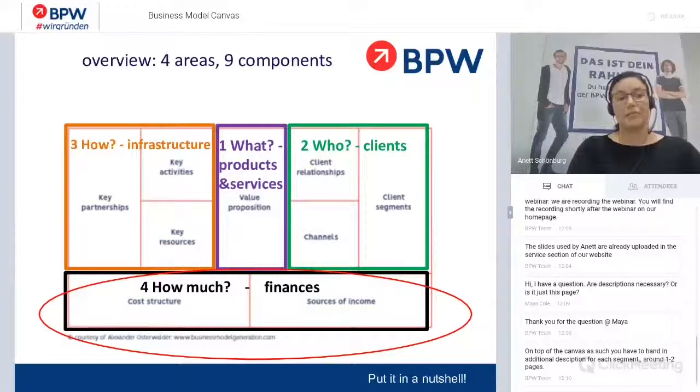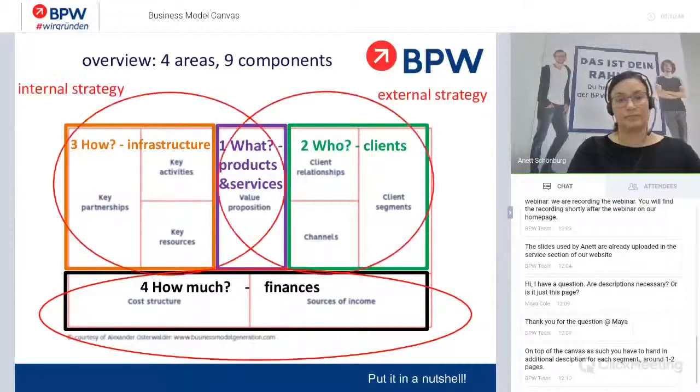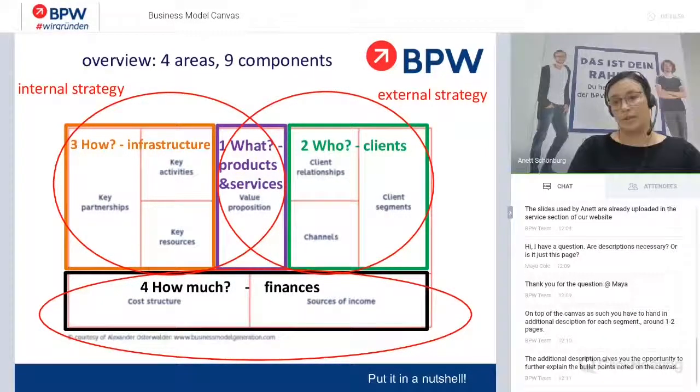Again, your business model is pedestaled on the money, costs, and income. Everything you note above for your external strategy and internal strategy must be reflected in money at the bottom. What is my business's income? Which costs incur?